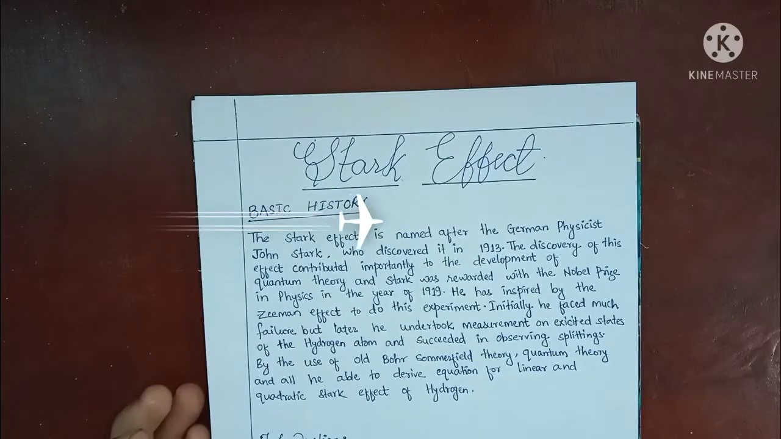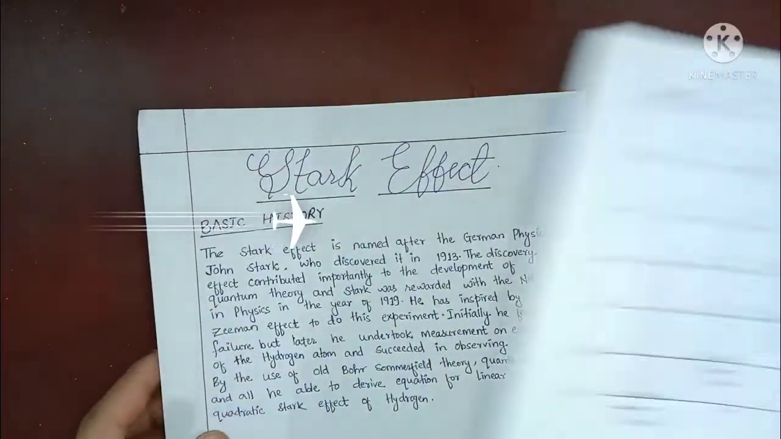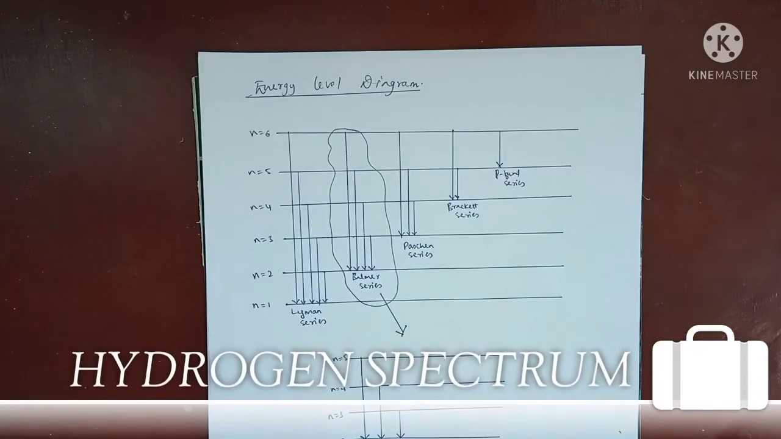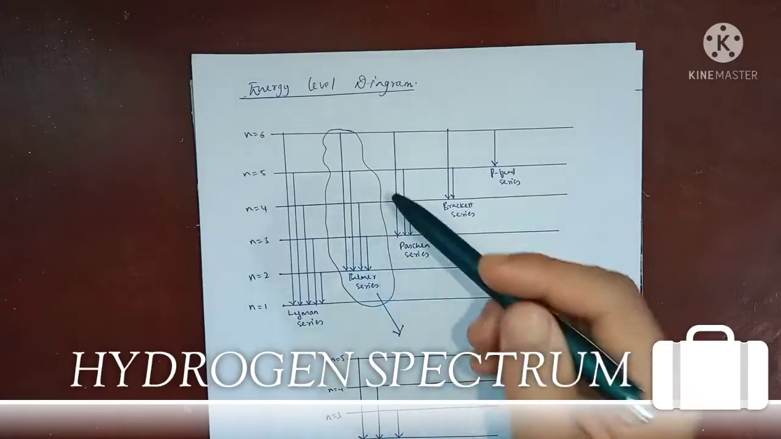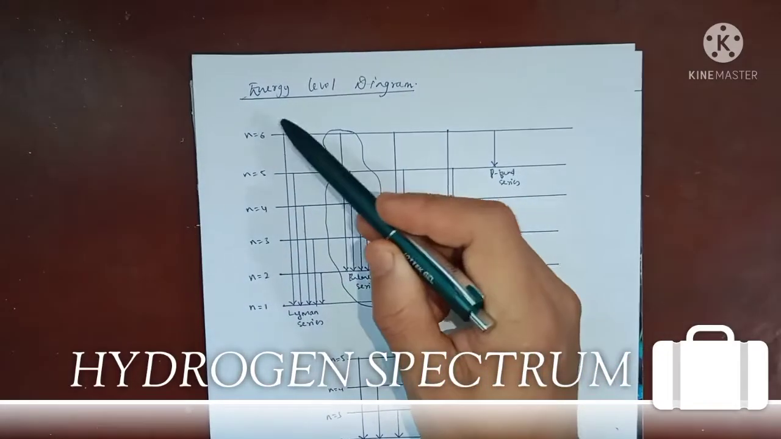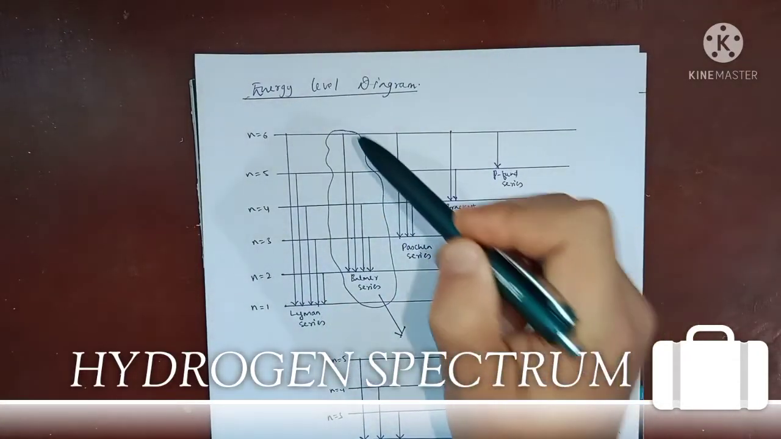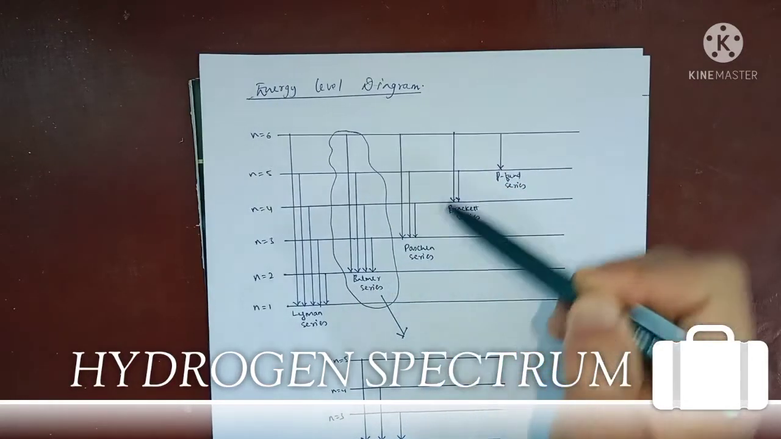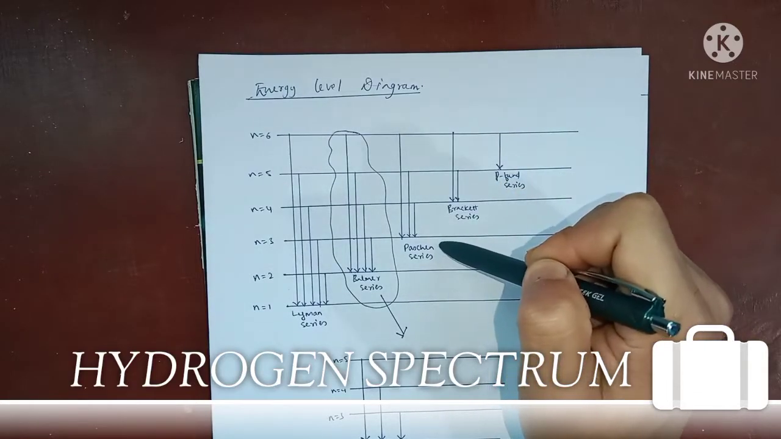Firstly, to know the Stark effect, we should know about the hydrogen spectrum. So here we have the energy level diagram of the hydrogen spectrum, in which we see different series. If we get a transition from a higher energy level to the first energy level, it is called the Lyman series. If the transition is to the second energy level, it is called the Balmer series. If the transition is to the third energy level, it is called the Paschen series, and so on.